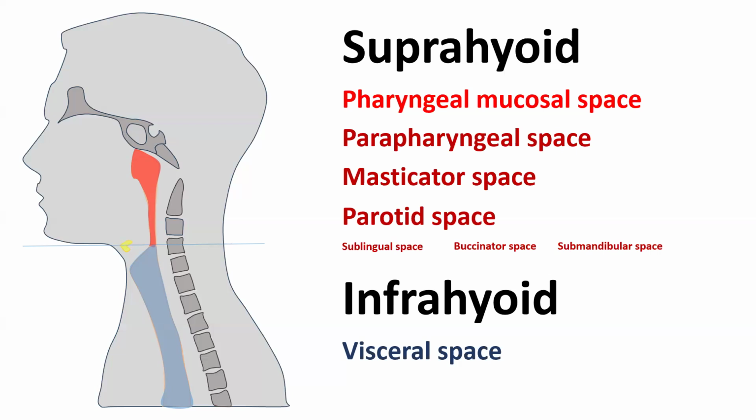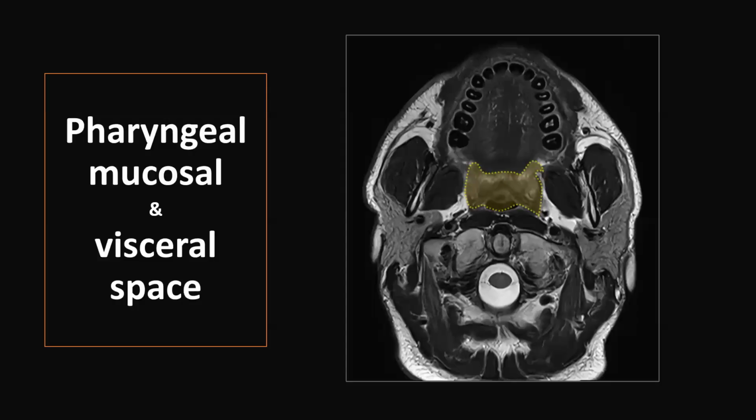Then we have the infrahyoid neck, which contains the visceral space, and then there's only one space that is uniquely present in the infrahyoid neck, and that would be the very small fat-containing anterior cervical space. Okay, this is the first part of my presentation. I'm going to close now, and I'm going to make additional videos illustrating the anatomy of the respective spaces in a bit more detail, and also illustrating these spaces and their anatomy with examples from pathological entities.